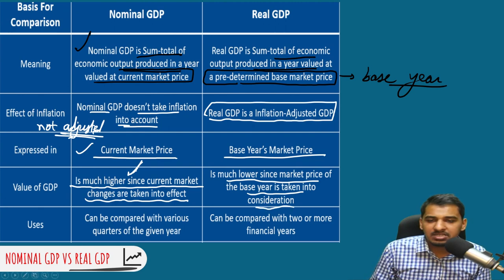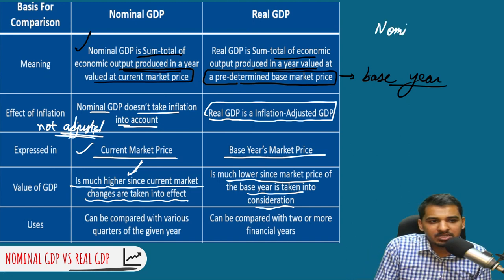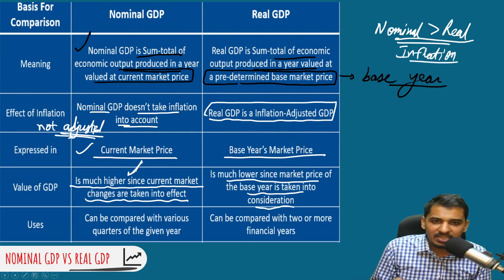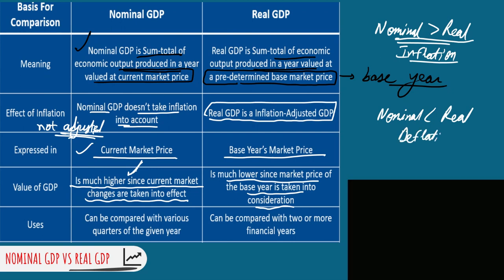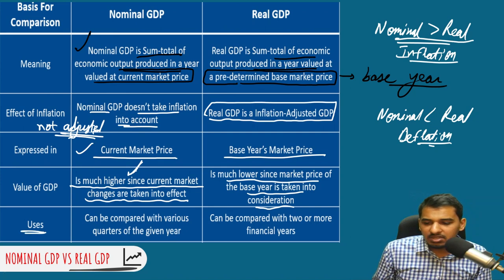Real GDP is generally less than nominal GDP, except in cases when there is deflation in the economy. Generally you will see that nominal GDP is greater than real GDP, because all economies have some kind of inflation. But if there's a deflation in the economy, then nominal GDP will be less than real GDP. So it may be asked in the examination when nominal GDP can be less than real GDP: in case of deflation.